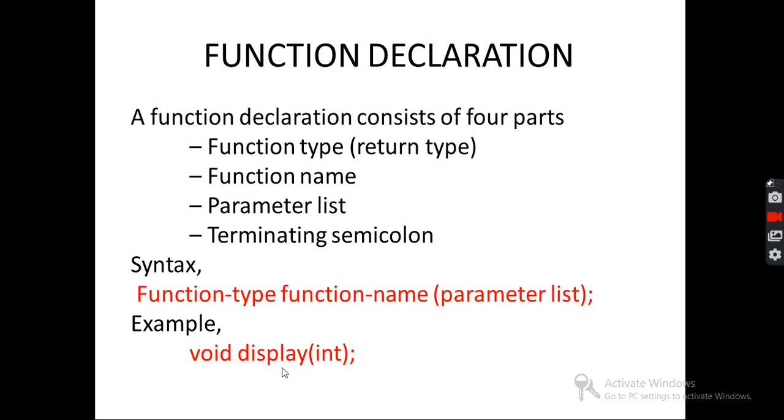For example, void display with an integer as an argument or parameter. The argument is nothing but what plays a vital role in the function definition. Actually, we can pass it from the main function to the user-defined function.